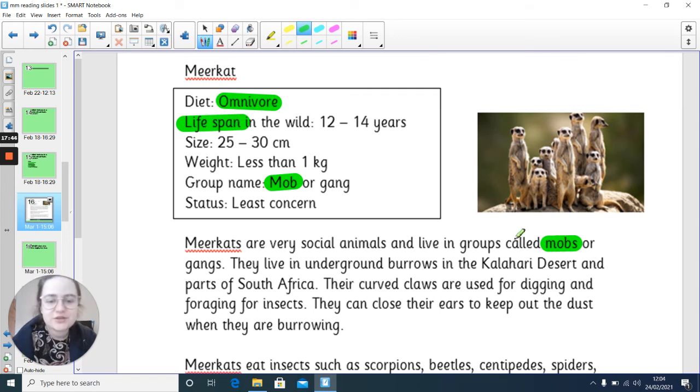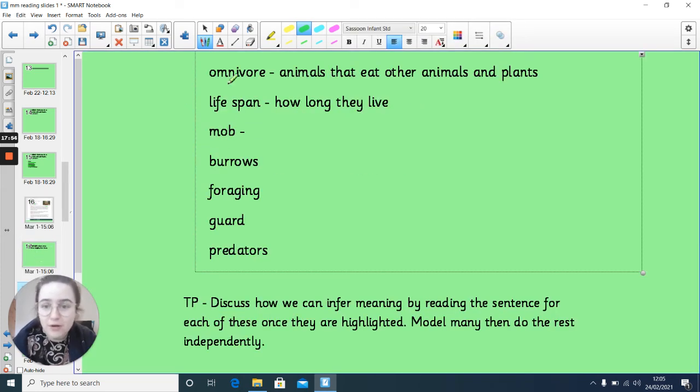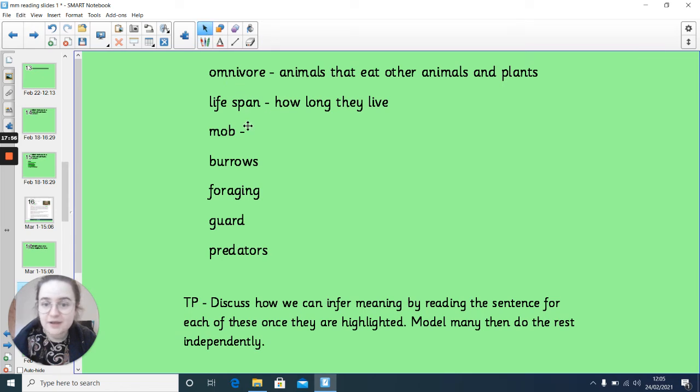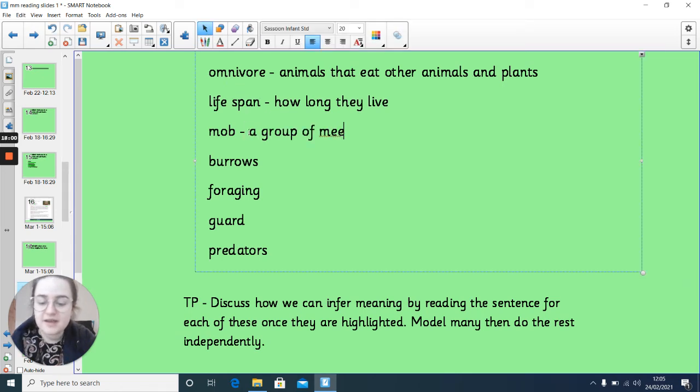Well done. So you just told me that a group of meerkats is a mob, or lots of meerkats all together. So now we can write down what a mob is in this text. A mob is a group of meerkats that live together. And we hadn't heard that word before, but from reading the text, we can have a sensible guess what it is. It makes sense.